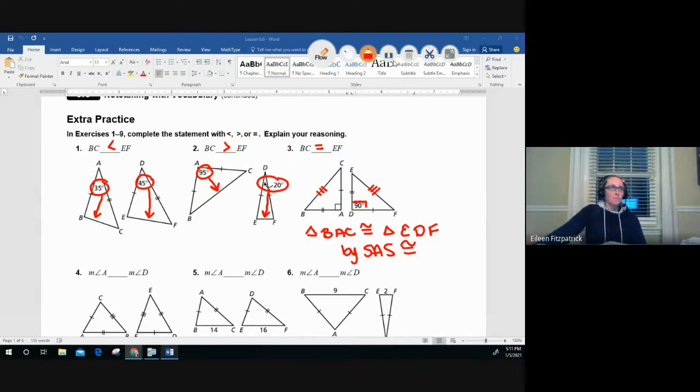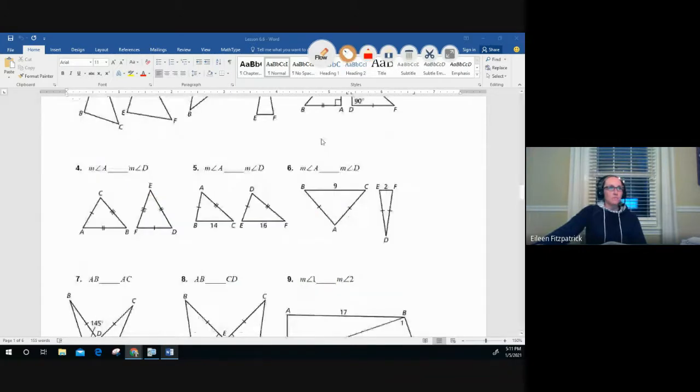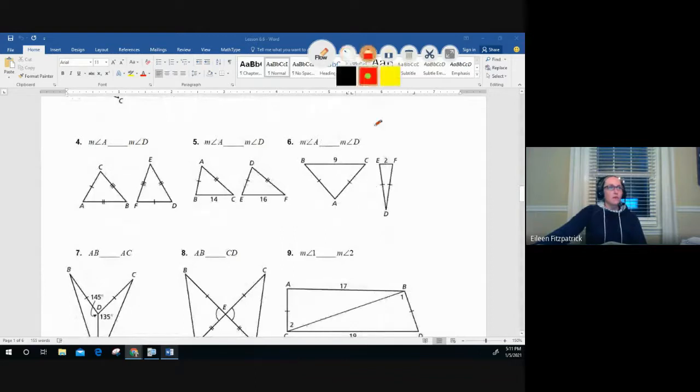All right. So those were all hinge theorem problems. Now let's look at some converse of the hinge theorem problems. All right. In problem 4, I'm given information about all three sides, but in this case, all three sides are congruent. So that means the triangles are congruent.